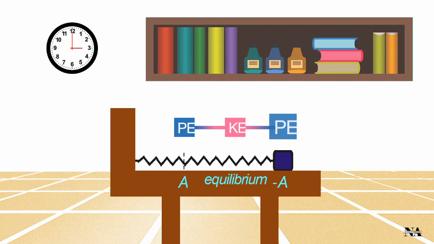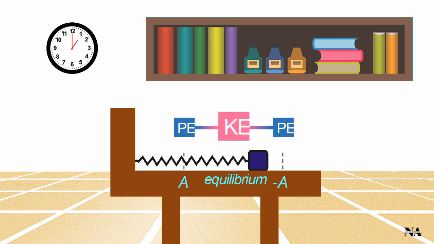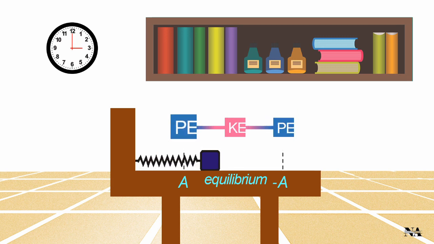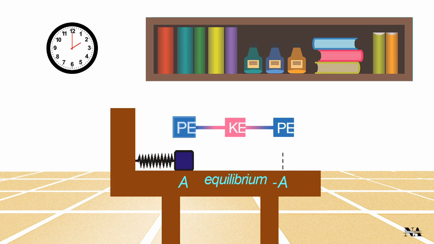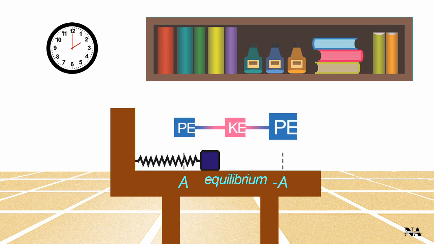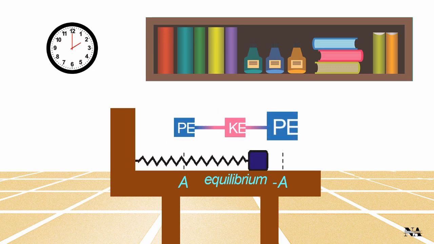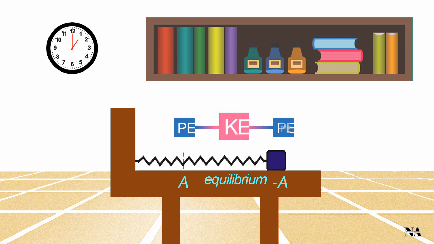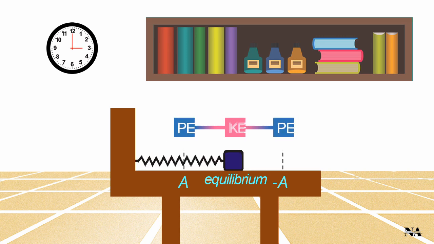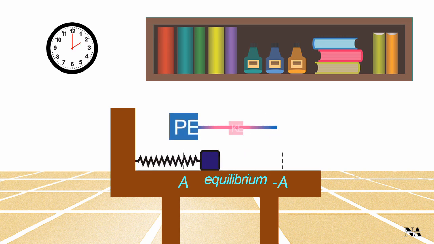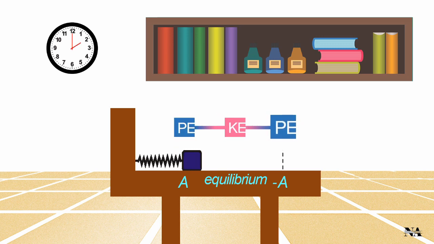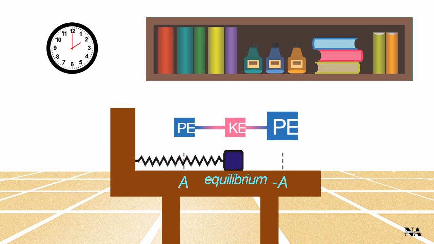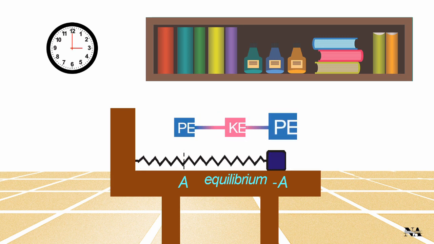Now as the block moves towards the middle, that is the equilibrium point, the kinetic energy starts to increase because it's moving faster and faster. At the same time its potential energy decreases, keeping its total energy the same. Exactly in the middle of the block's motion at the equilibrium point, its potential energy goes down to 0. The block is not stretched, so the spring is no longer pulling on it.